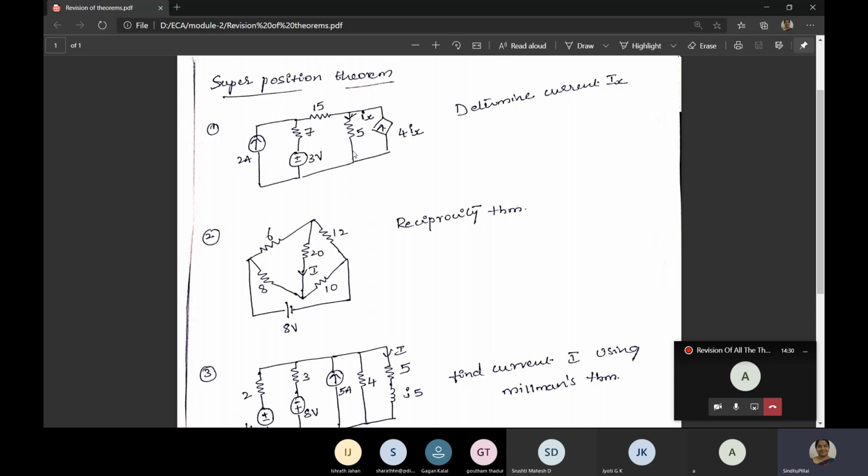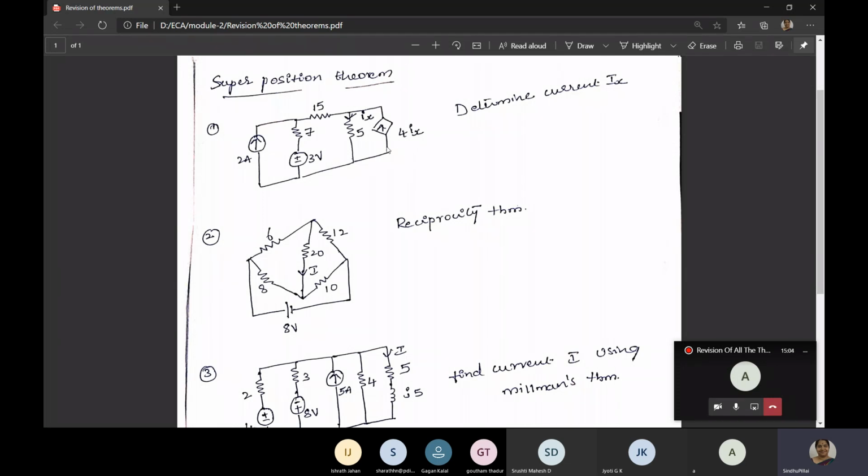So one source at a time you have to take. First, what they have told: you have to determine the current Ix. First consider 2 amps. When you consider 2 amps, the 3 volts should be shorted. You have to short this 3 volts and just write the loop equations. Since there is a current source at the border of the circuit, whatever the current for Ix will be nothing but I3, and it is going against the direction. So I3 will be minus 4Ix.